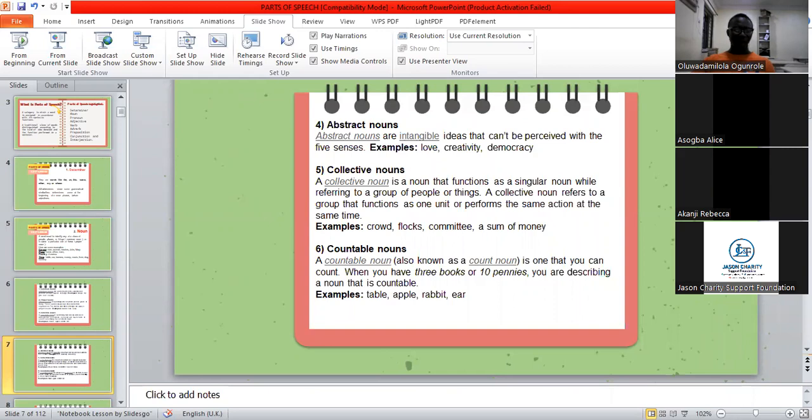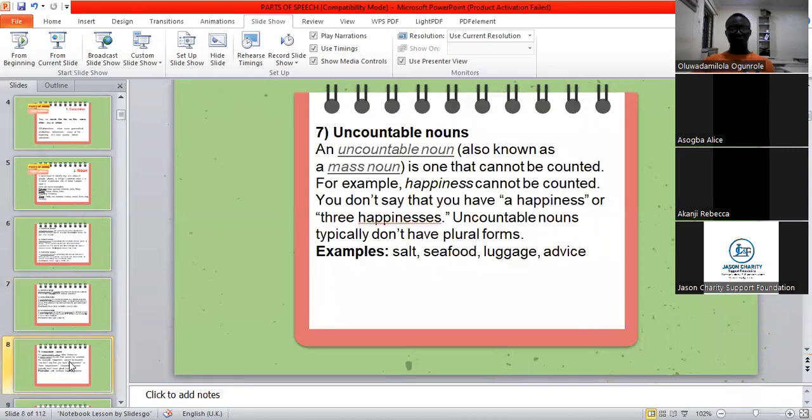Proceeding from there, we have another one that we call the uncountable noun. This will be the last one we'll be discussing on the part of noun.